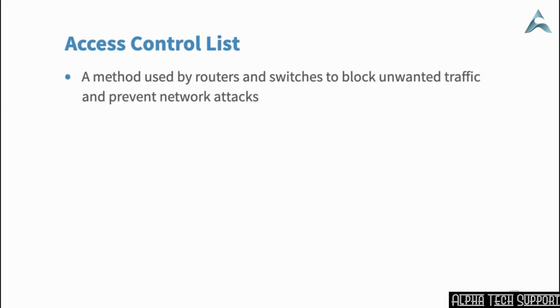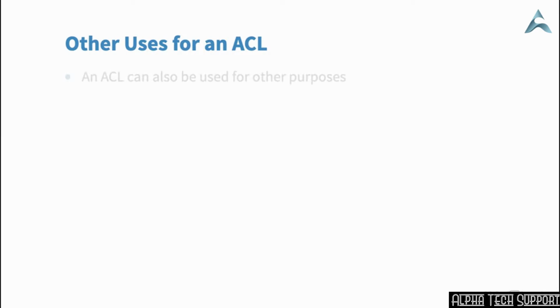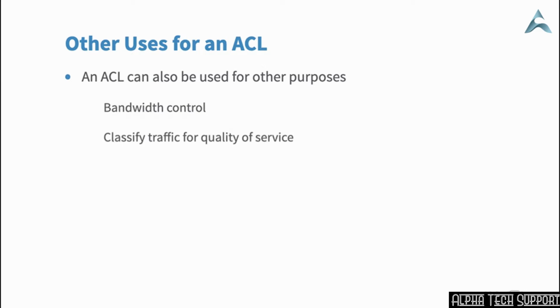An access control list is a method used by routers and switches to block unwanted traffic and prevent network attacks. An access control list has one or more access control entries that are applied to a protocol, source and destination IP address, or network range that either allows or denies the packet as it's traveling through the device. In addition to defending the network, access control lists can be used for other purposes, such as bandwidth control, classify traffic for quality of service, or establish an IPsec tunnel.